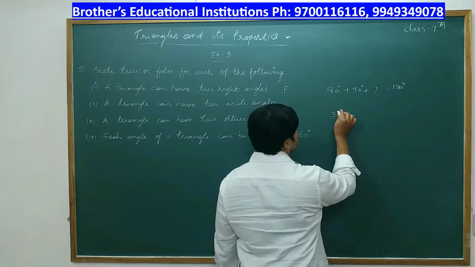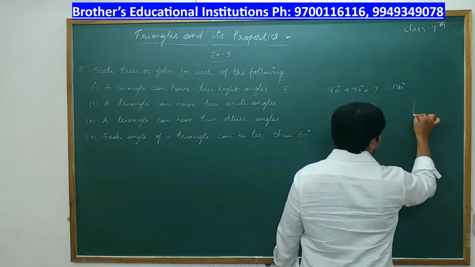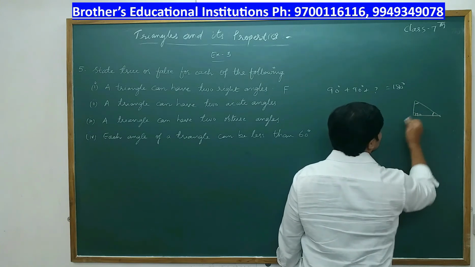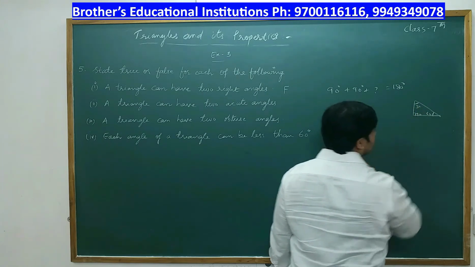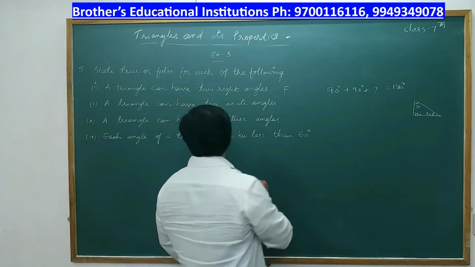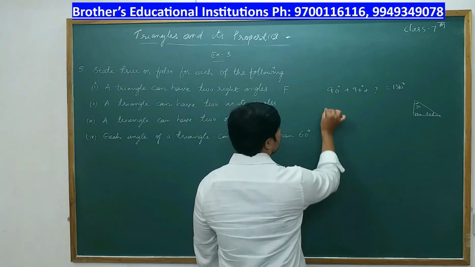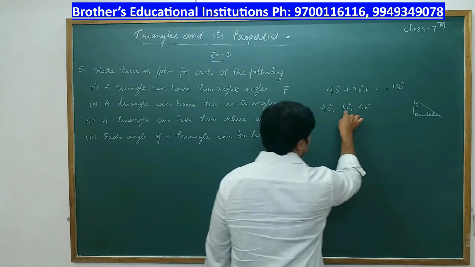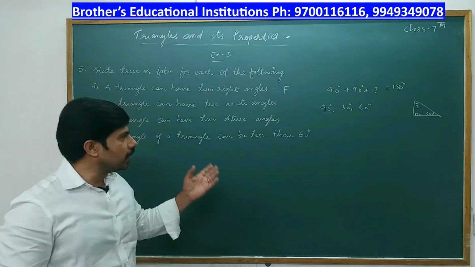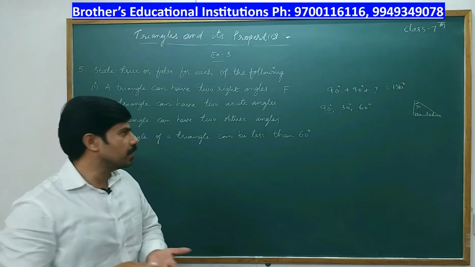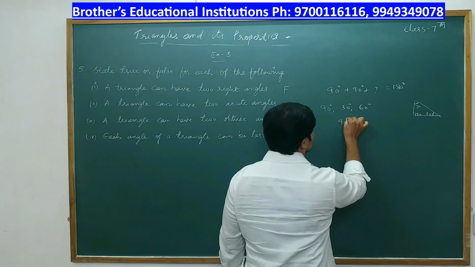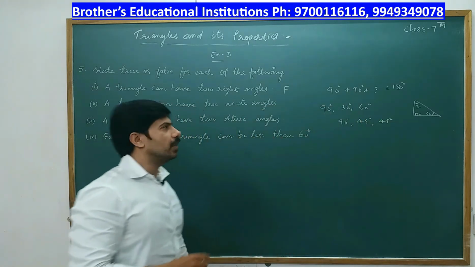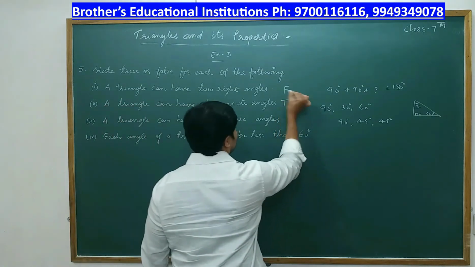So two acute angles means what? For example, if you take a right angle triangle, if one angle is 90 degrees, the remaining two can be acute only, 30 and 60. That means a triangle can have two acute angles. Suppose one angle is 90, the remaining two are 30 and 60, it sums up to 180. Or 90, 45, 45. Here 45, 45 are again acute angles. So it is possible. Therefore we say the statement is true.